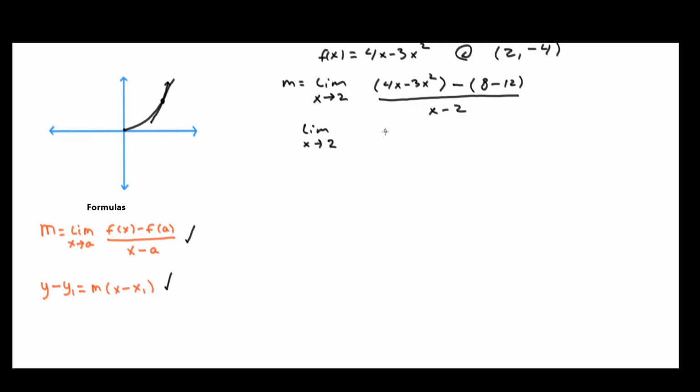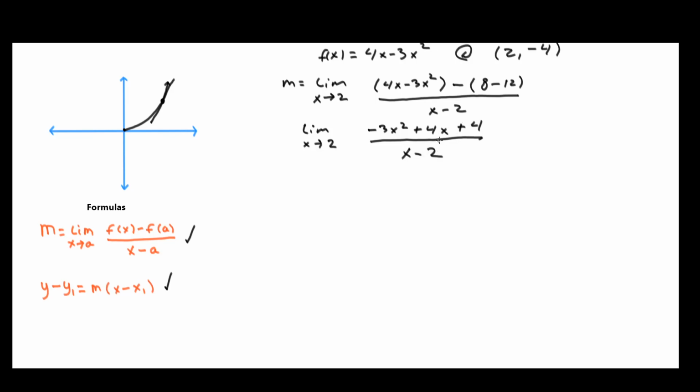So I'm going to rearrange it too, just to make it a little bit cleaner. I'll start off with the negative 3x squared plus 4x. And then we have a negative 4, but we also have this negative sign here. So that's plus 4, all over x minus 2.